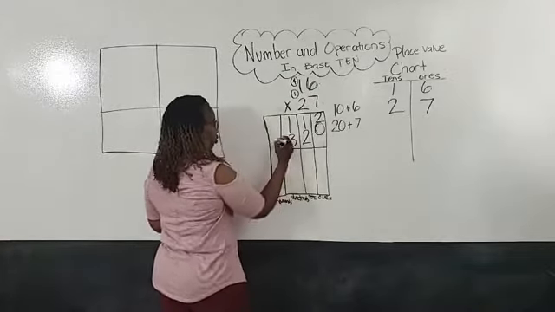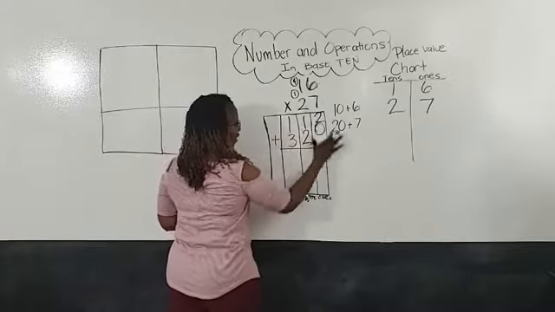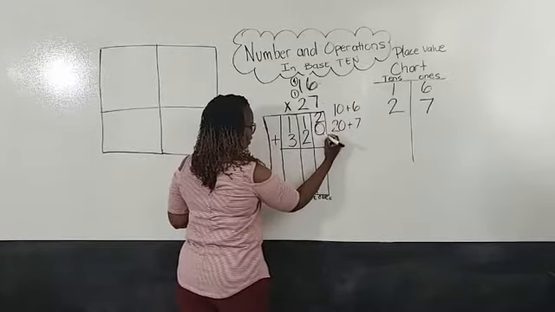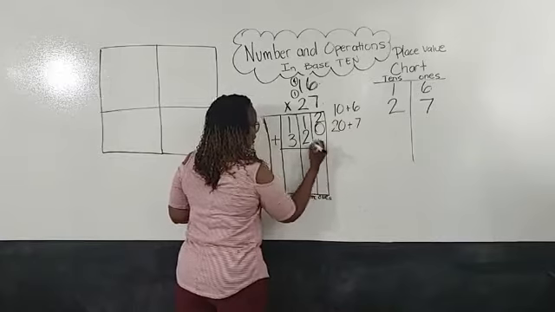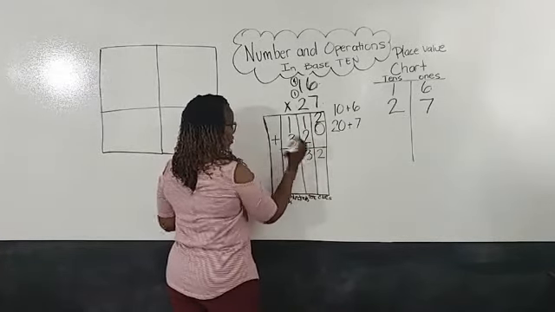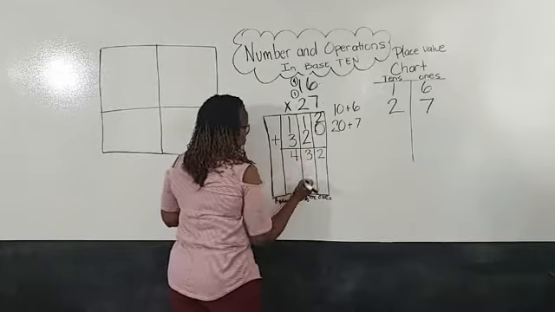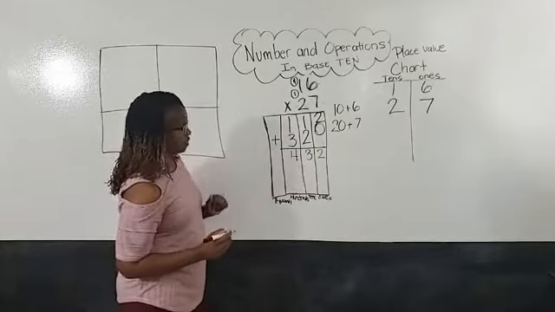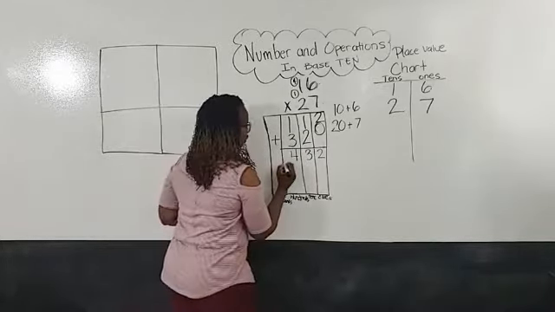2, and now we know when you get your numbers here, you add them together. So 2 plus 0 is 2. 2 plus 1 is 3. And 3 plus 1 is 4. Okay? So now my answer is 432.